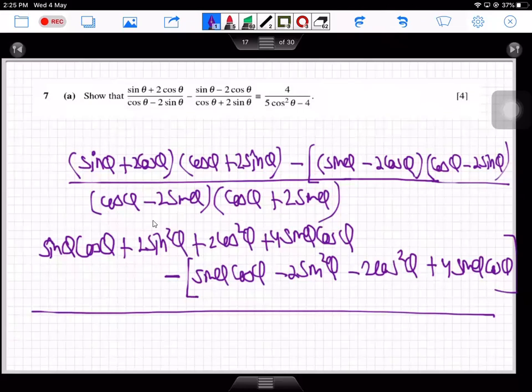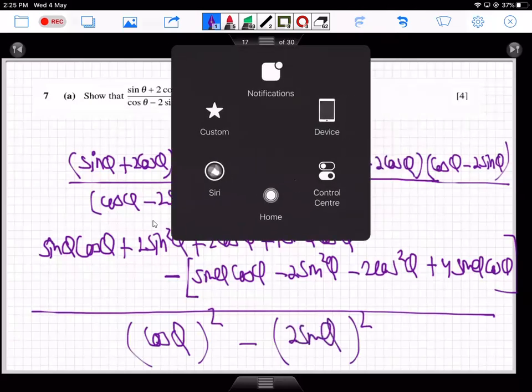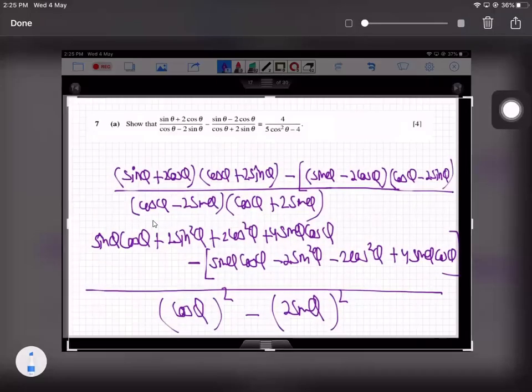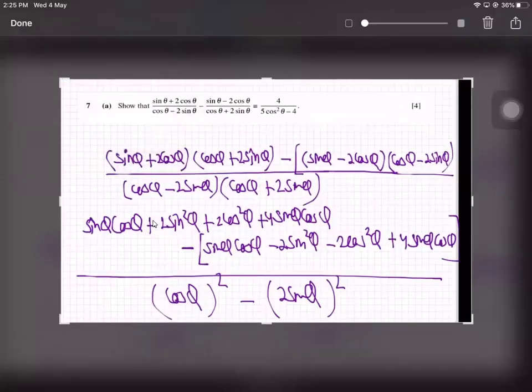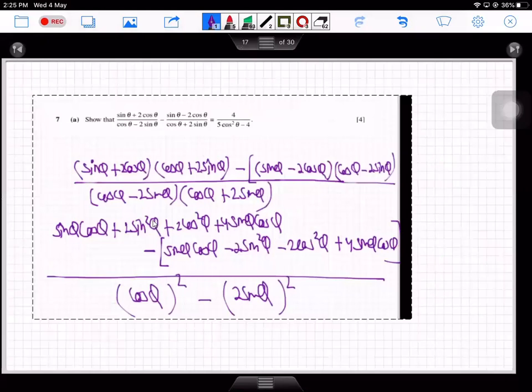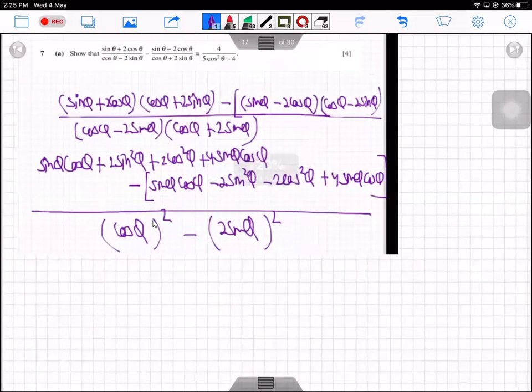So a minus b multiplied by a plus b. So if you expand it, you will get a square minus b square. So a square minus b square. So cos theta squared minus 2 sine theta whole squared. So sine theta cos theta and minus sine theta cos theta cancel out. Okay. Now let's just leave this.